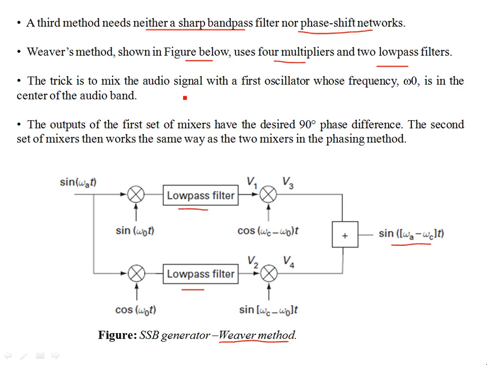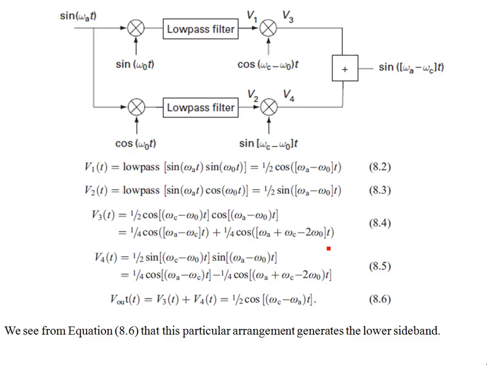The trick is to mix the audio signal with the first oscillator whose frequency is omega naught, and is in the center of the audio band. Okay, the output of the first set of mixers have a 90-degree phase difference. So this output of the first mixer naturally has the desired 90-degree phase difference. The second set of mixers works the same way as we saw in the phasing method. Okay, so the second set of mixers produce the output, and then this is added to produce the lower sideband, which is the same part as we have seen in the phasing method.